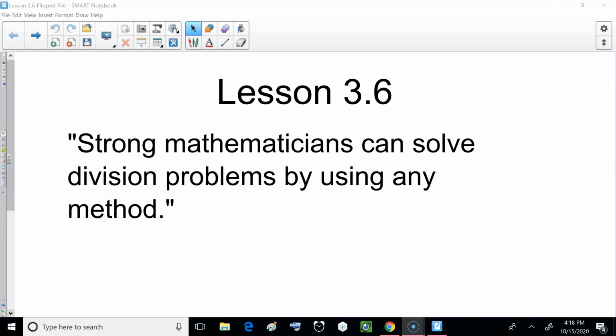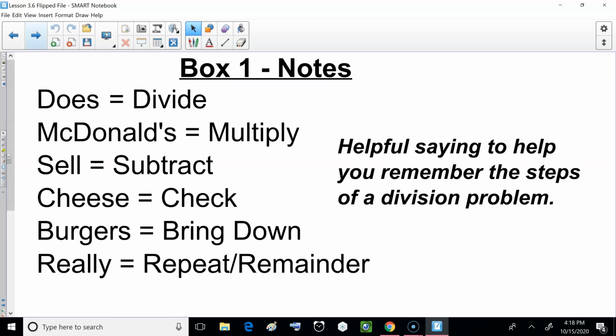Class, lesson 3-6. Strong mathematicians can solve division problems by using any method. We have been practicing this now for several days in a row, and now it's that final stretch of us feeling confident in our skills. Just keep practicing to make sure we can lock down how to divide properly and confidently. So take out your notebooks and pencil, write down today's date and the lesson number, and let's begin.